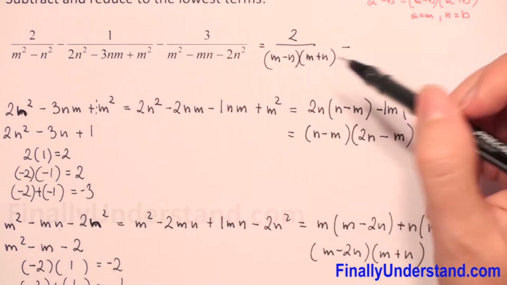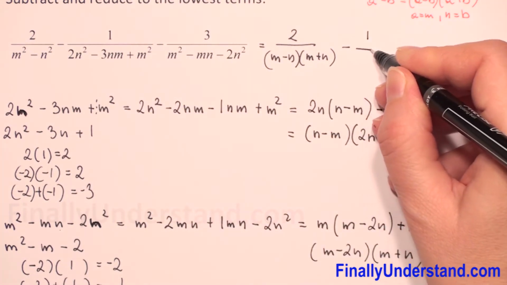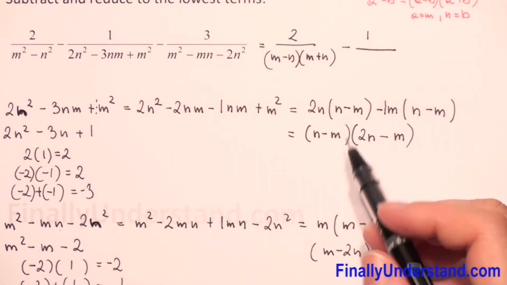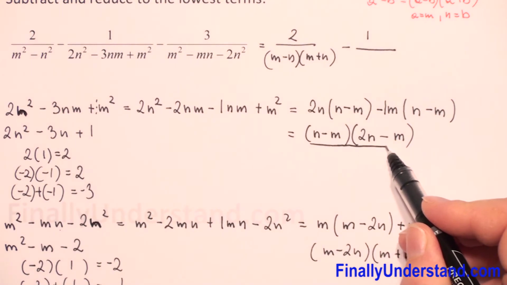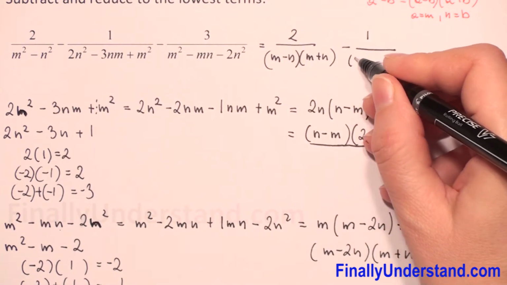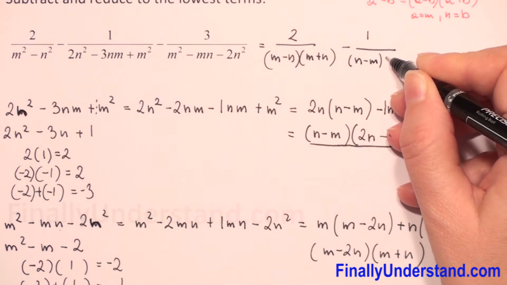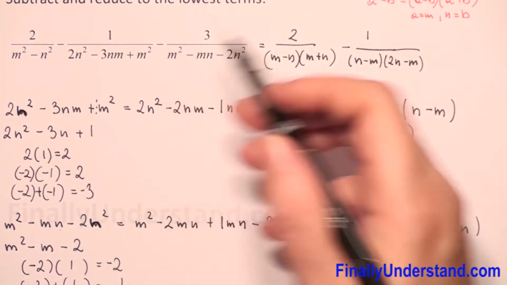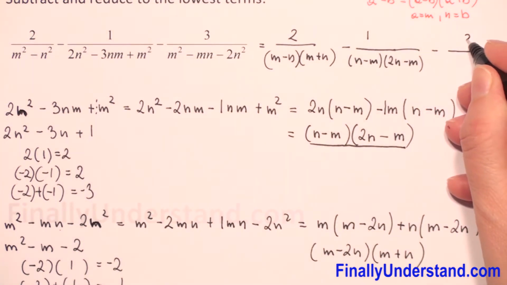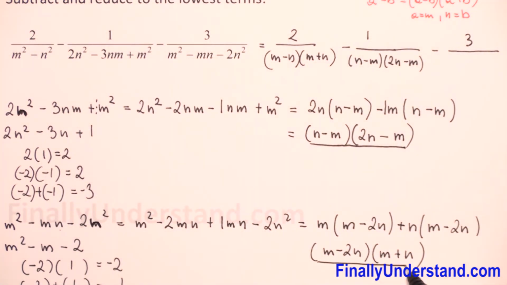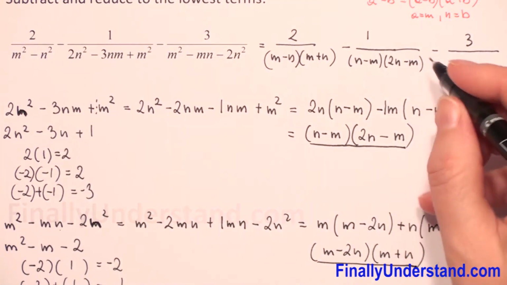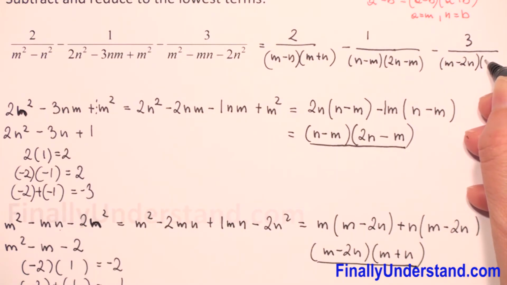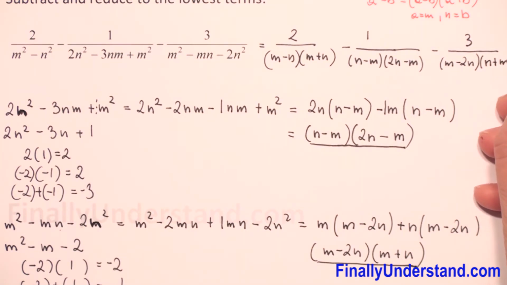So now we can rewrite our last 2 algebraic fractions. The numerator we copy, and the denominator for the second will be, of course, n minus m times 2n minus m. And for the third, we have to copy the numerator, and the denominator is m minus 2n times n plus m.